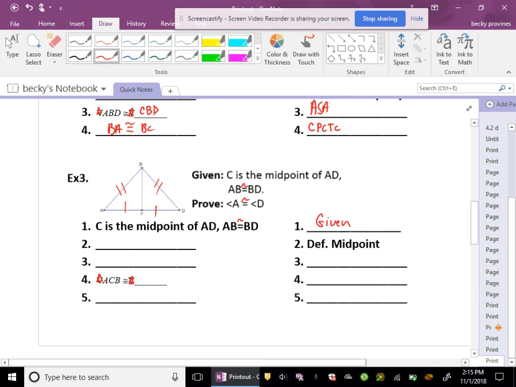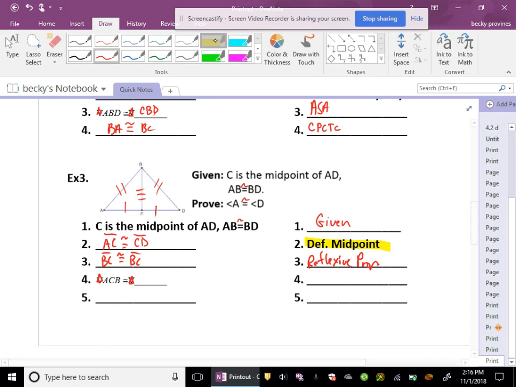So let's apply the definition of midpoint. It tells us right there, definition of midpoint. I already have it marked on my picture. What 2 segments were equal because I know how a midpoint works? Well, AC is congruent to CD. Okay, now I need something else. Look at the picture. We have this reflexive side. BC is congruent to BC because it is reflexive.